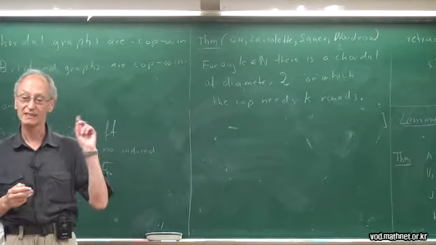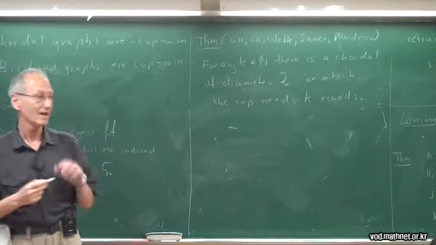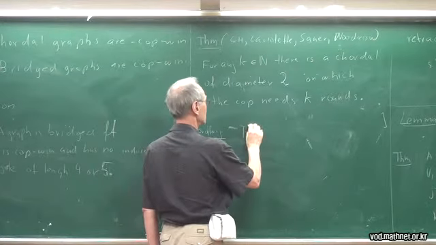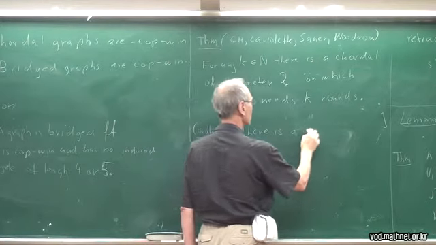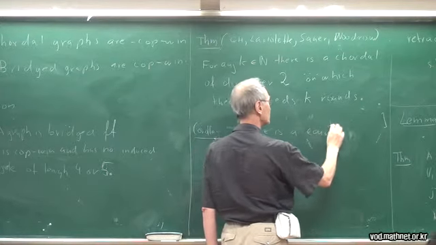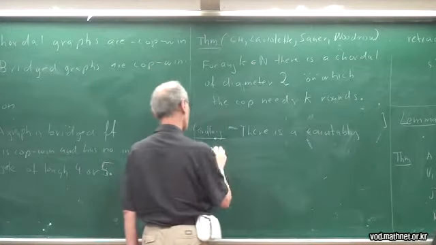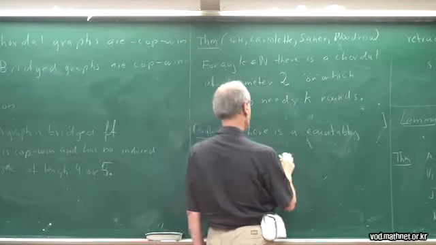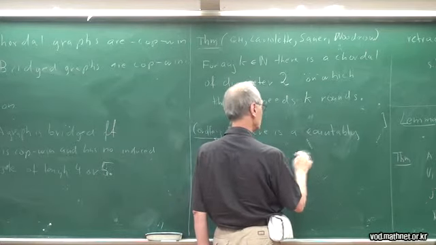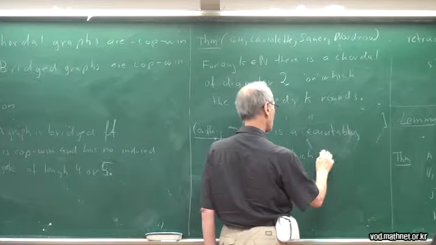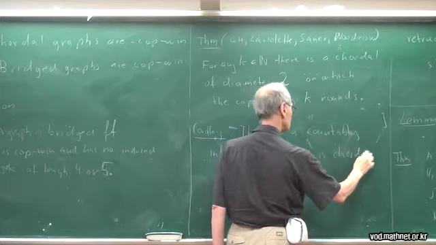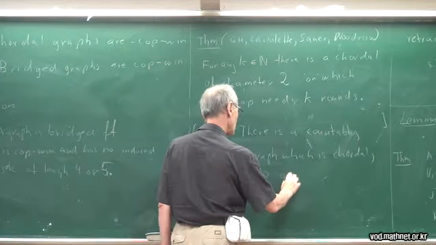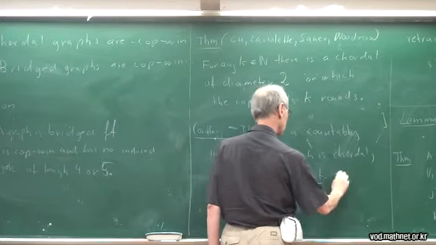Now this is something compactness can be applied to. And so you get a corollary. There is a graph, a countably infinite graph, which is chordal, diameter 2, and not cop-win.